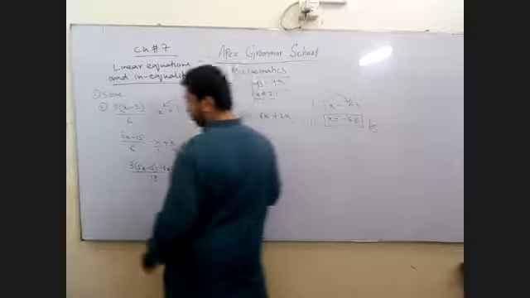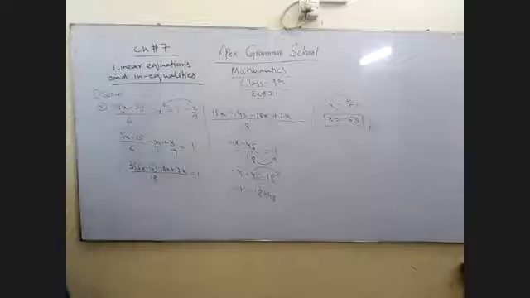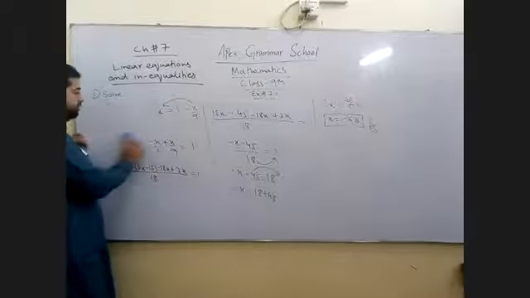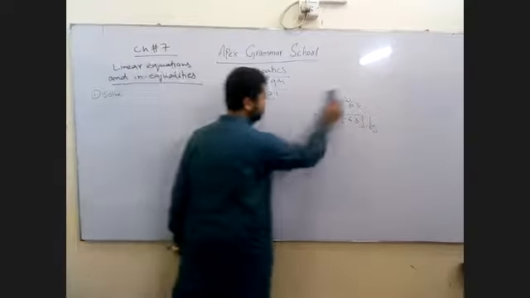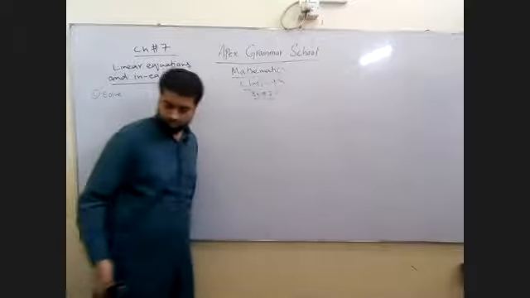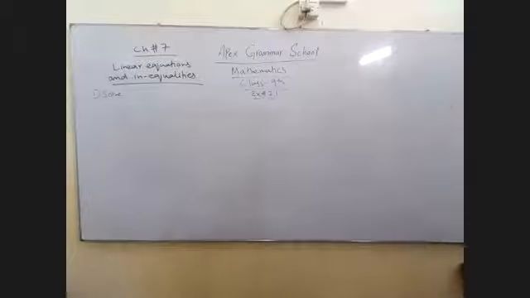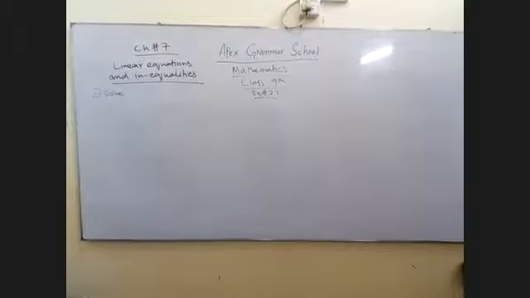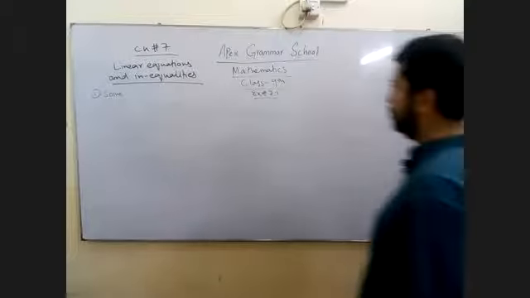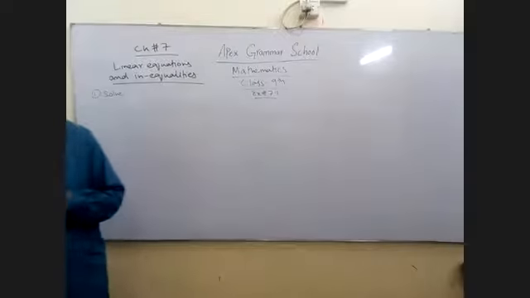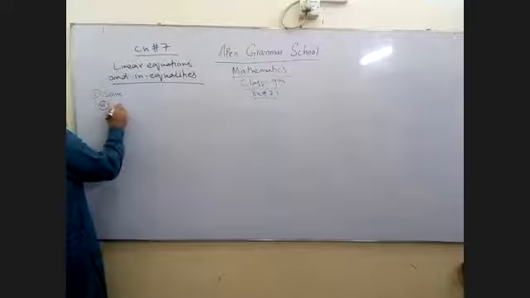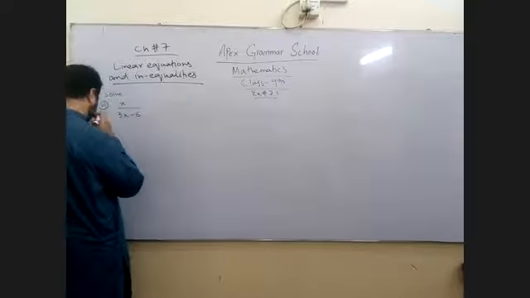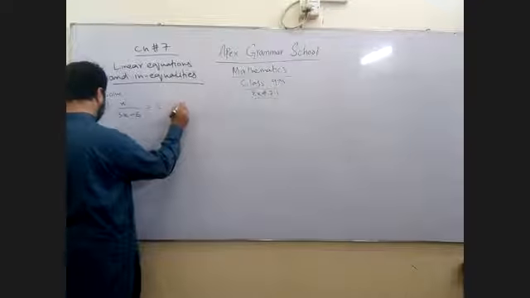And that's it. This was our fifth part. And now we will discuss about sixth part. The sixth part is x over (3x minus 6) is equal to 2 minus 2x over (x minus 2).